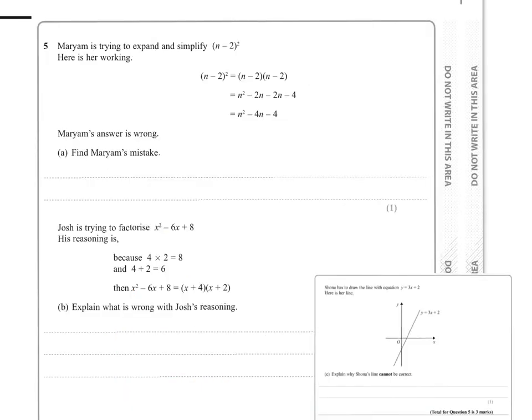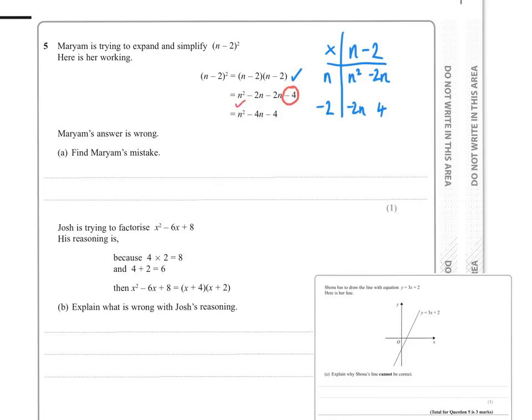Question 5. Mariam is trying to expand and simplify n minus 2 all squared, so n minus 2 multiplied by itself. Here is her working, so this first line seems okay. Let's have a look what we would have if we multiplied those out. Plus 4. So we've definitely got a minus times a minus here, haven't we? So that's going to give plus 4. Well, she has a minus 4 here, so that's definitely one mistake that you could pull out of everything.